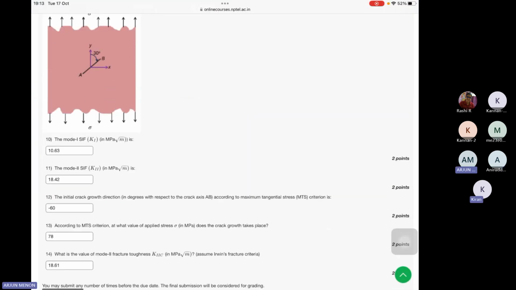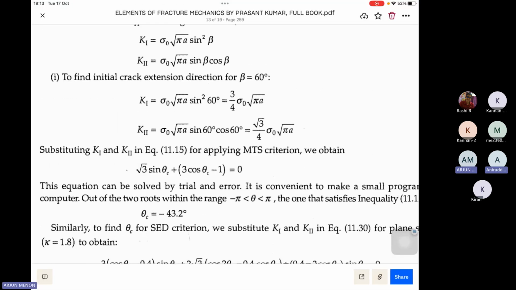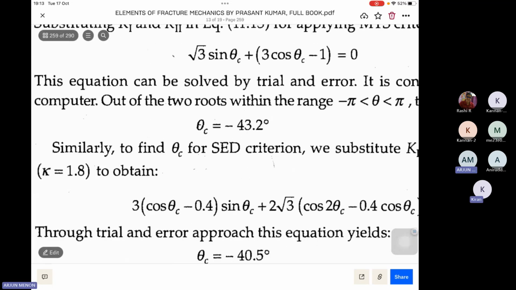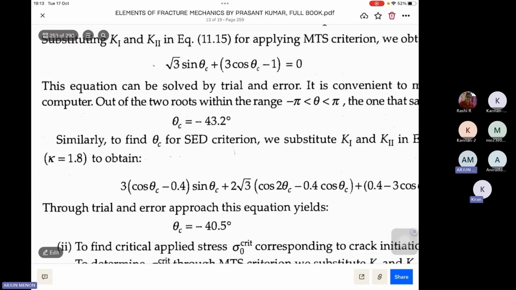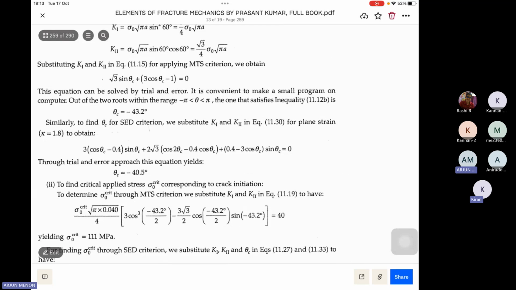Then what is the next question? The initial crack growth direction. Here you can apply that tan theta formula, the MTS criterion. Basically you will get two values for theta, because in the formula there is a plus or minus in between. This is a different example, but one you will get as positive and one you will get as negative.